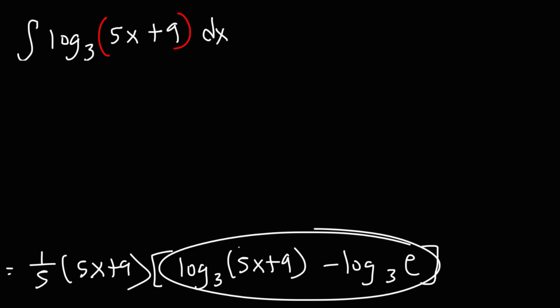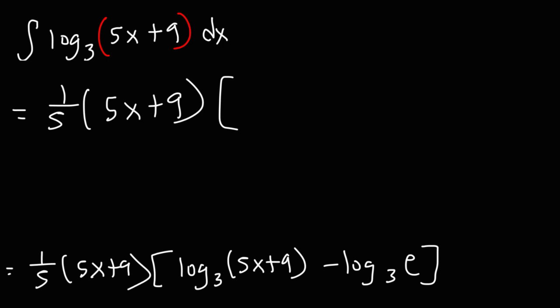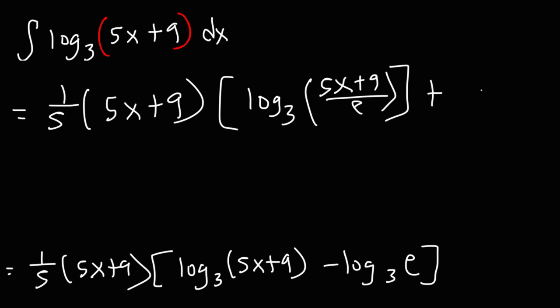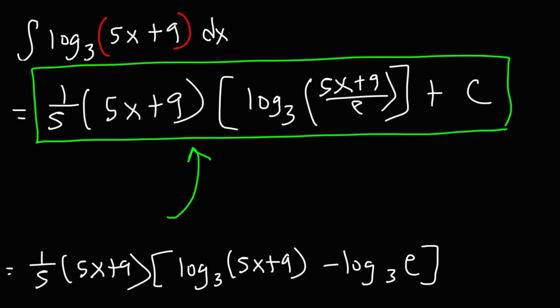So now we can convert those two logarithmic expressions into a single log. Log base 3 of (5x + 9) minus log base 3 of e, we can write that as log base 3 of (5x + 9) divided by e, plus our constant c. So this is the final answer, which is the same as what we had using the formula. So now you know how to integrate logarithmic expressions. So that's the answer to the problem.